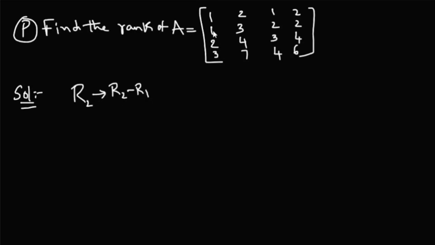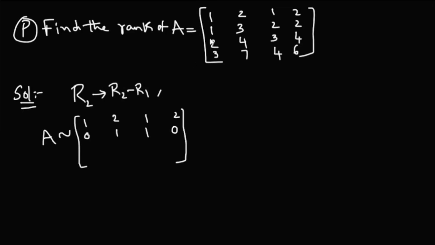Because how to get 0 here? This minus this. Okay. So A is similar to the first row. We are not going to make changes to the first row: 1, 2, 1, 2. Then 0, 3 minus 2, 2 minus 1, 2 minus 2, 0.